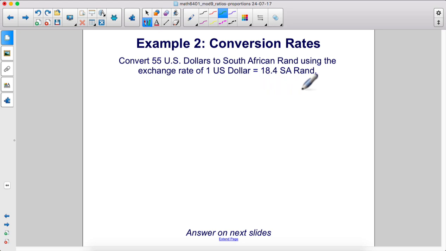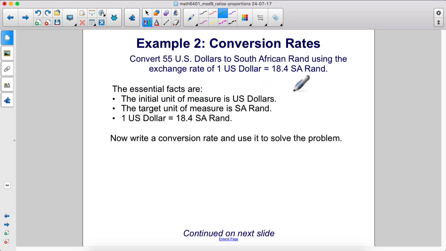Convert 55 US dollars to South African rand using the exchange rate of 1 US dollar equals 18.4 South African rand. Here are the essential facts. The initial unit of measure is in US dollars. The target unit of measure is South African rand, and we know that 1 US dollar equals 18.4 South African rand. So now write a conversion rate and use it to solve the problem.